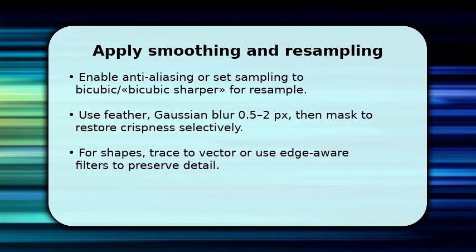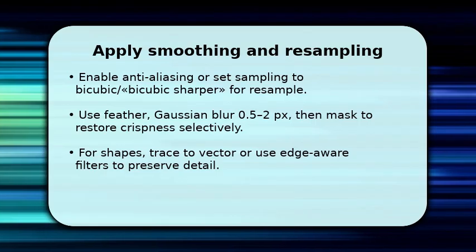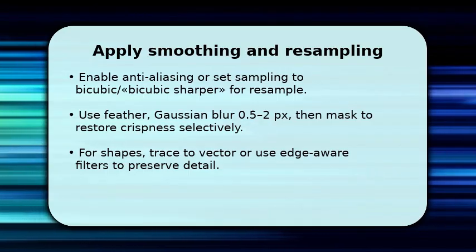Now you'll apply targeted fixes that alter pixels without wrecking detail. Start by enabling anti-aliasing where available or resample using a bicubic algorithm. This smooths transitions. If edges remain harsh, apply a small Gaussian blur, typically 0.5 to 2 pixels, then immediately add a layer mask to paint the effect only onto the edge.